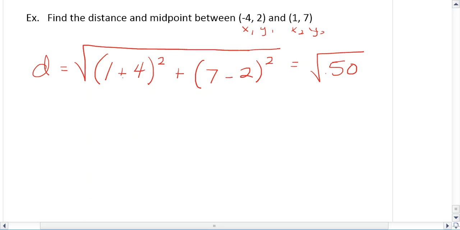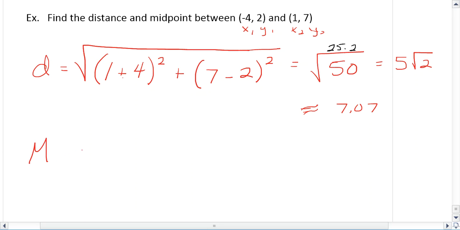Now we could be asked to leave our answer in simplest radical form, in which case we look for a perfect square in the 50, and I hope we see that we have 25 times 2, 25 being the perfect square. So if you take the square root of 25, that's what comes out in front, which is 5. The 2 remains under the radical. And it's also possible for us to be asked to give this in a decimal value. So if you punched square root 50 on your calculator, that would be approximately equal to 7.07. And that's the distance between those 2 points.